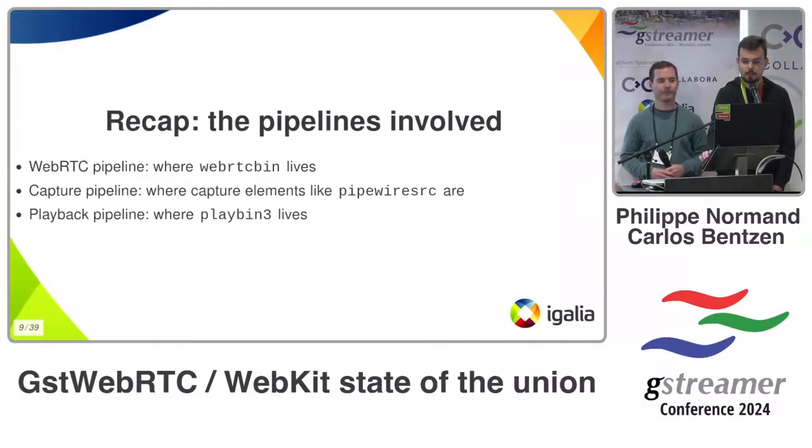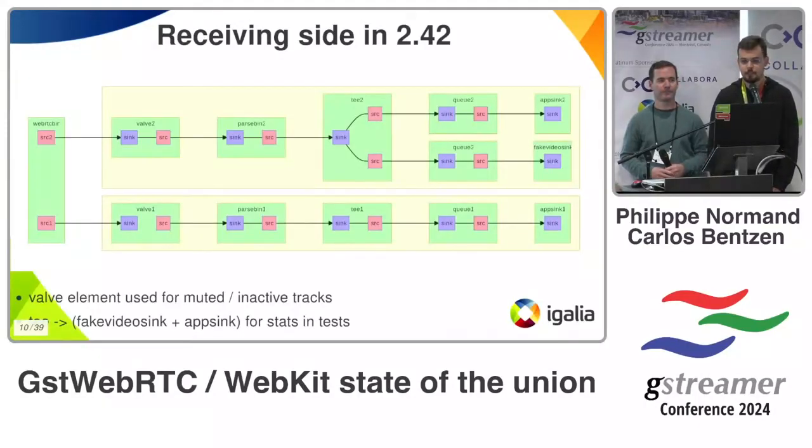And let's take a brief look into what we had last year. We split the presentation into the receiving and the sender side because the pipelines get pretty big, so it's not so useful to show all of that at once in a slide. And in the receiving side, what we had in 2.42 is that there were a few elements that we used to use, which is the valve element, for example, for muted and inactive tracks.